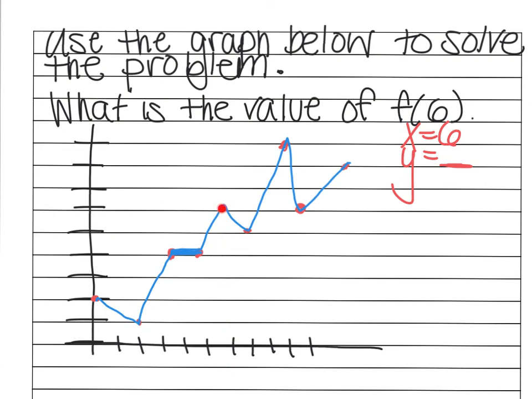Well, it's up here at, well, let's count. It's going to be at this one right here. So 1, 2, 3, 4, 5, 6. So when you are over 6, it is at 6. So I can plug that in. And that means that f of 6 equals 6.